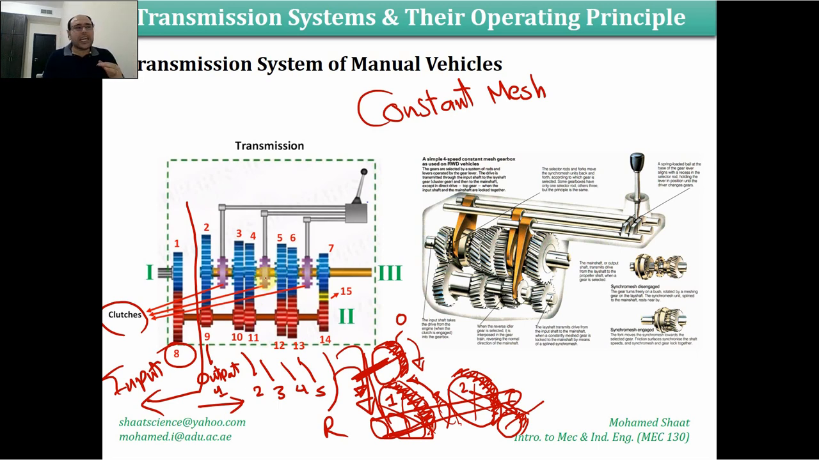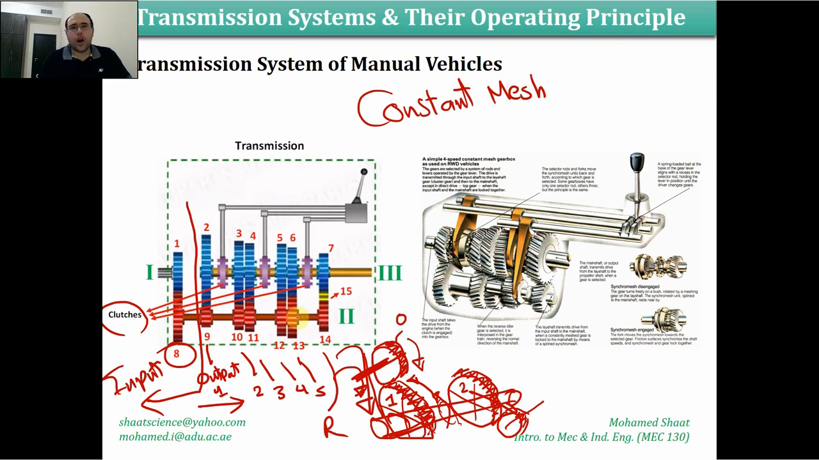How about if I need the fifth speed? This clutch should be disconnected, which means it should be in the middle. This clutch should also be disconnected, in the middle. But this one is going to shift to the left to connect with gear 6 to give you the fifth speed that comes through gears 13 and 6. Why does 13 give the fifth speed, the highest speed? Because it has the bigger diameter.